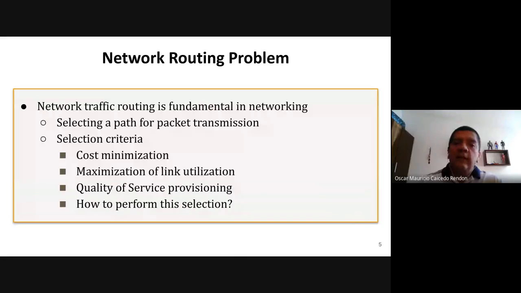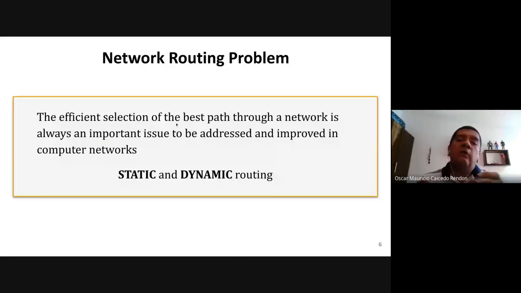In order to deal with this problem, we have two approaches: static and dynamic routing. Obviously, static routing is used for computer networks that are not very large, and when it's possible to perform configurations manually. And dynamic routing is used for large networks, and this is the topic that we are going to talk about in the rest of this presentation.